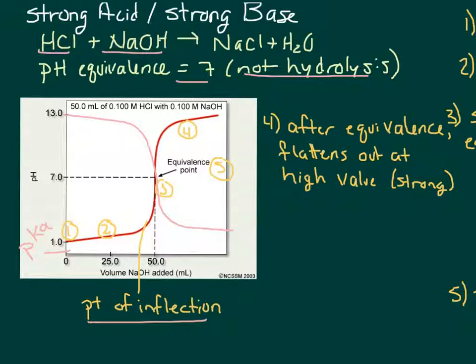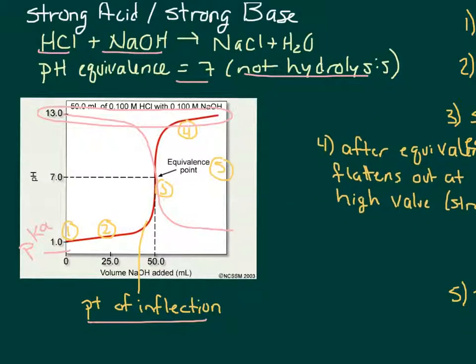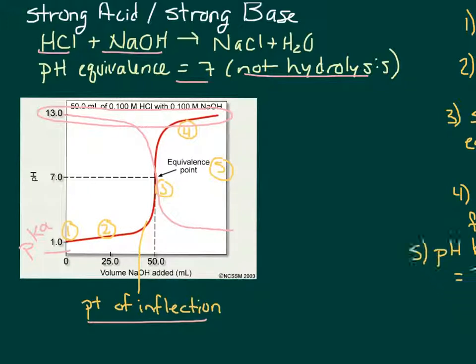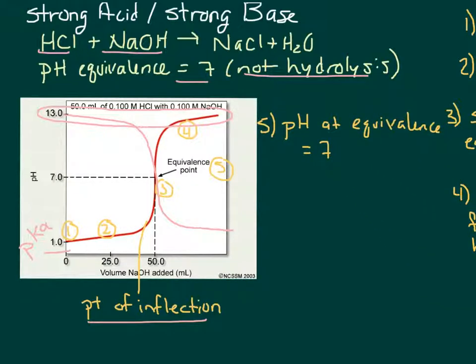Step number 4, after the equivalence point, the curve flattens out at a high value. Again, we can see that it flattens out at roughly 13 pH, which signifies we have a strong base. And then step 5, that is our equivalence point. The equivalence point is the point halfway up the inflection. Because we know it's between 3 and 11 for the inflection, we now know that the pH at equivalence would therefore be 7.